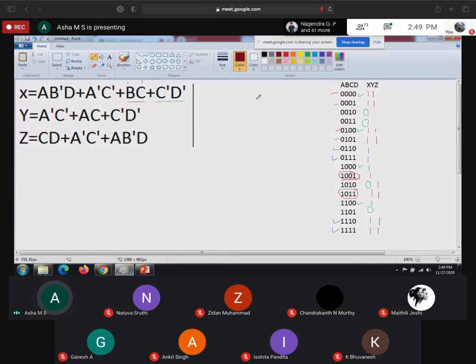Okay, next C bar D bar is 0. CD 0 0. It's there already. CD 0 0 here. One more 0 0 here. CD 0 0 here. So we will get the remaining as 0.